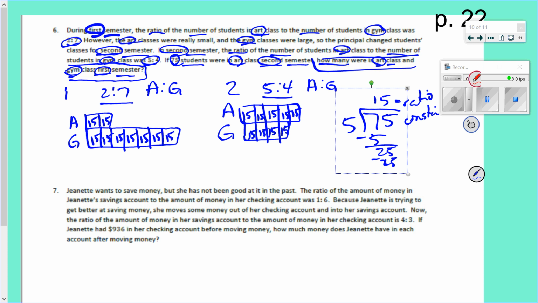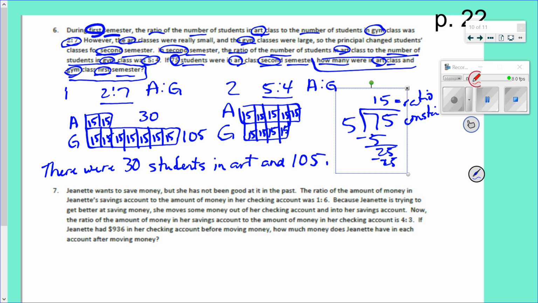Now that I found that out, now I can actually do the math. So I had 2 boxes of 15 gives me 30 students in the first. 7 boxes of 15 gets me 105. So how many were in art class and gym class in the first semester? My answer would be there were 30 students in art and 105 in gym during first semester.